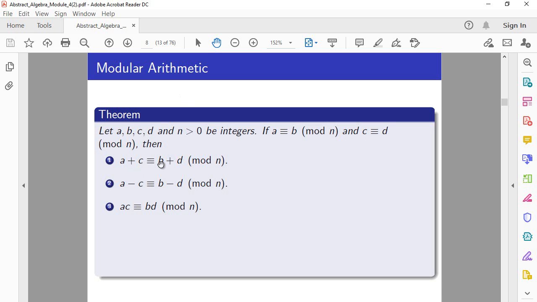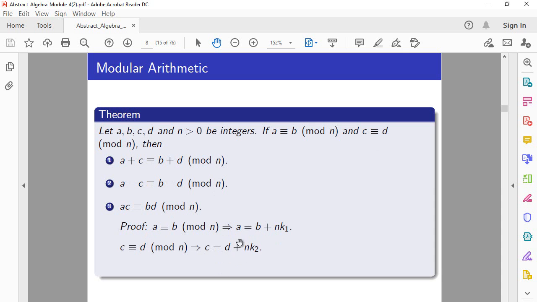So I'm not going to prove number 1 and 2. I'll leave that for you to go over yourself. Number 3 is what I'm going to verify now. Well, the fact that a is congruent to b mod n simply means that a is equal to b plus a multiple of n. Similarly, the fact that c is congruent to d mod n simply means that c is equal to d plus a multiple of n.